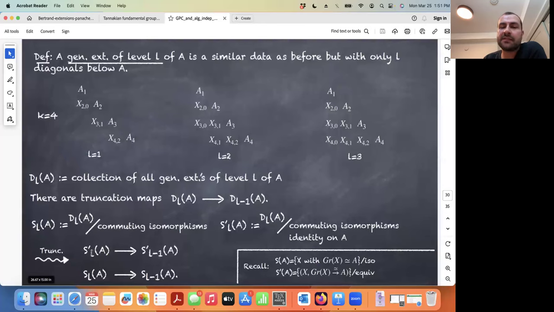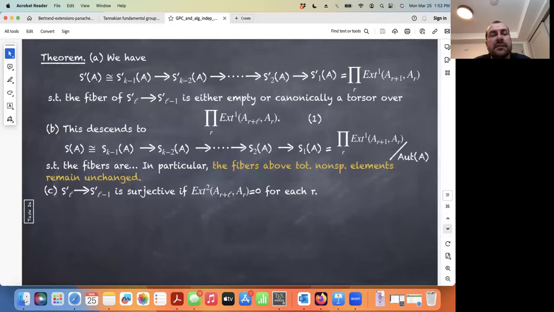Okay, so I have this, and now my next slide is sort of the main theorem of this construction. So let's recap the notation. I have these S_L, S prime L. These are my generalized extensions of level L, modded out by the appropriate relations. And then I have the version of this notation without any index, which is the two sets that I'm really interested in. One of them is isomorphism classes of X, and then the other one is the isomorphism classes of pairs. Okay, now going to the next slide.